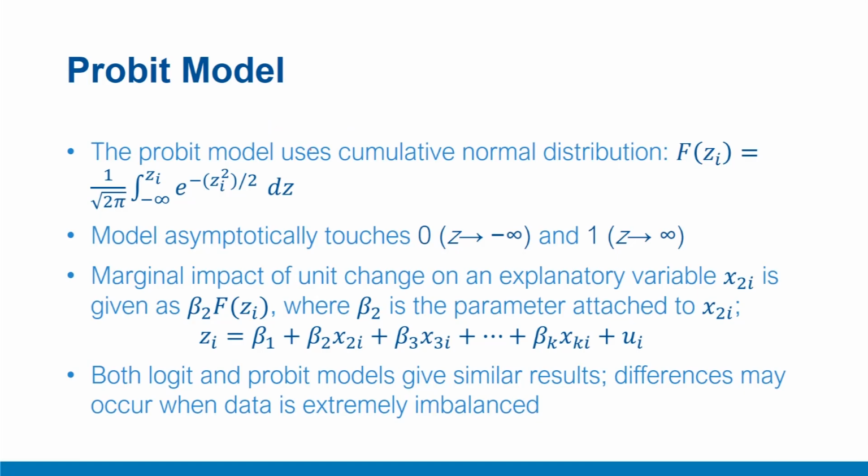The probit modeling approach is very similar to the logit model. In fact, it is almost identical, with the only difference that the distribution function is changed to the normal distribution. So now our f(zi), which was the cumulative logistic distribution function earlier, is now the cumulative normal distribution function.